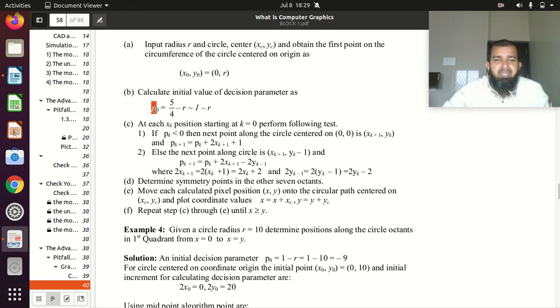Okay, and next we need to find the next pk value. First you find the pk value, that is p0, which is 1 minus r. Next, p1 is what? We have to find pk plus 1. If it is less than 0, the next pk value is what? Pk plus 2sk plus 1 plus 1.